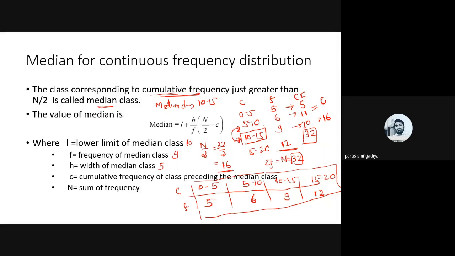So how can we find the CF? Consider the frequencies 5, 6, 9, 12. Here, first take 5 as it is. Now to get the next one, it is the total of 5 and 6. The next frequency is 6, so the total of 5 plus 6 will be 11.